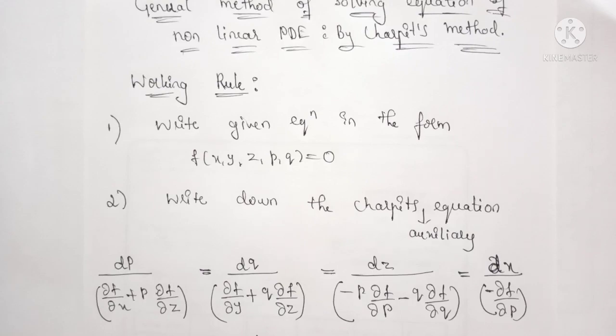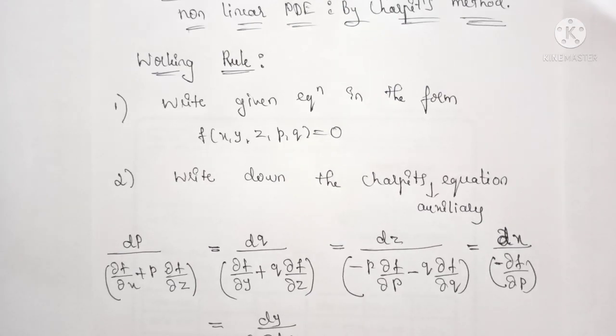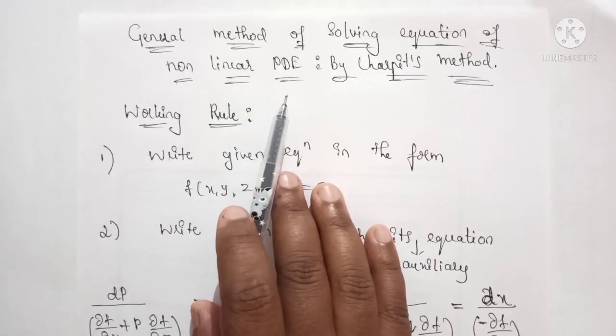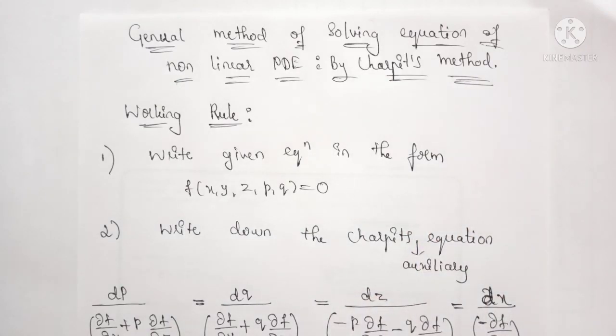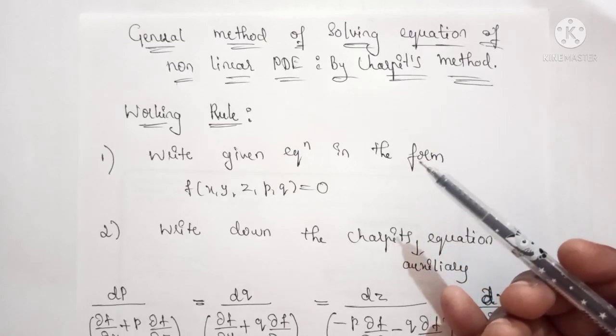We have already discussed four types of non-linear PDE. If we can't transform to the standard forms, you can use this method. For any type of problem you can use this method. So this is called the general method of solving non-linear PDE. For any of the four types you can apply Charpit's method, or for problems which cannot be transformed to any of the four forms, we can apply this Charpit's method.